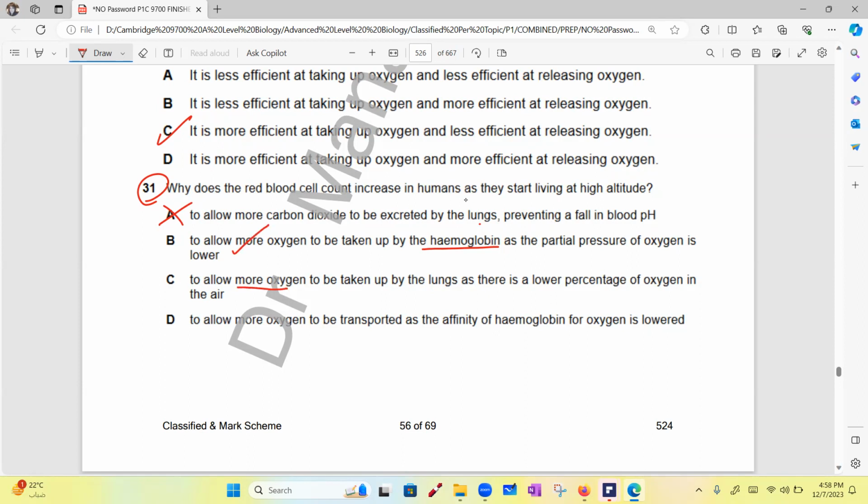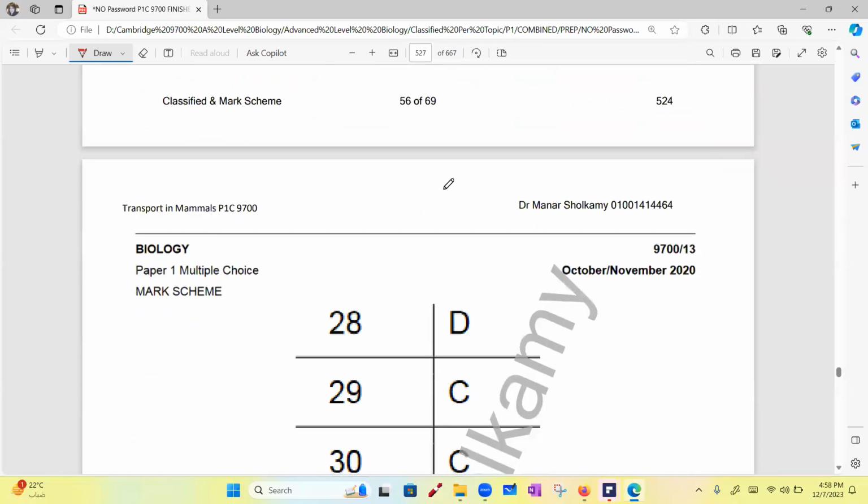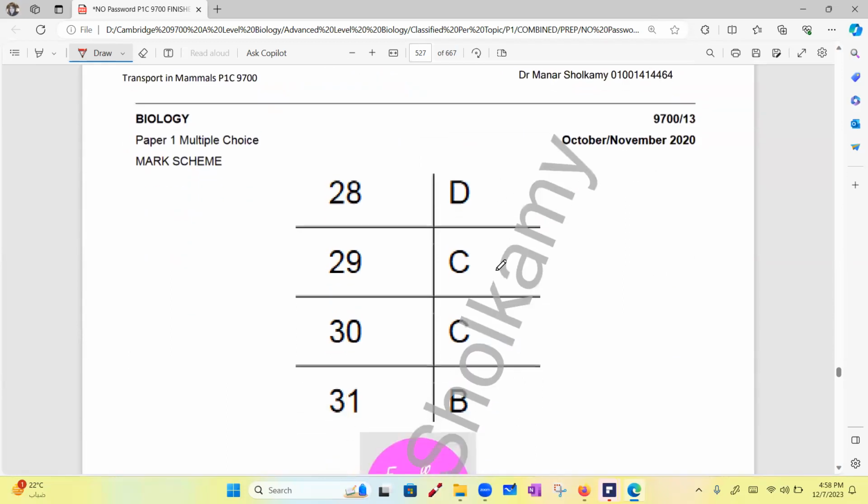C, to allow more oxygen to be taken up by the lungs, not by the lungs, by the red blood cells. I will be confused between B and C, but B is more correct. D, to allow more oxygen to be transported as the affinity of hemoglobin for oxygen is lowered. On the contrary, the affinity will be increased. So D is wrong. What will you choose, Mariam, B or C? B. Okay. Did we make any mistakes or not yet? Not yet.